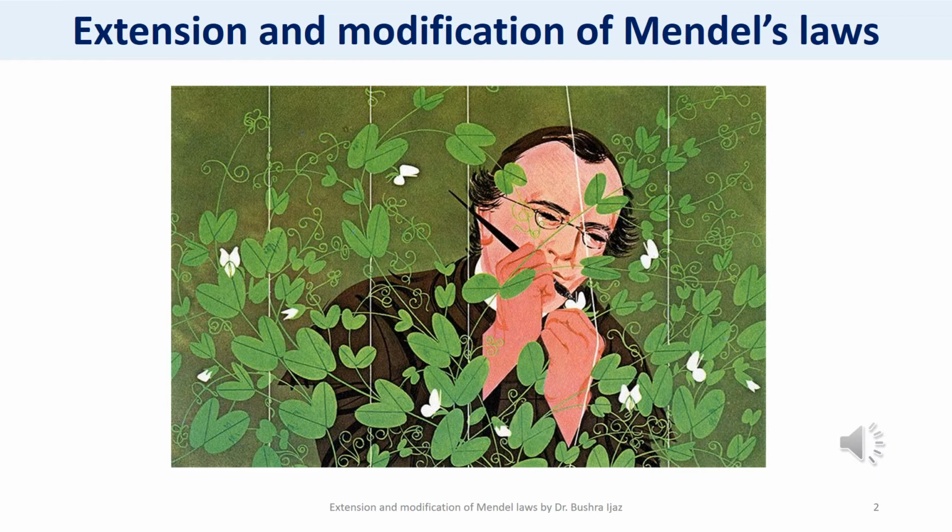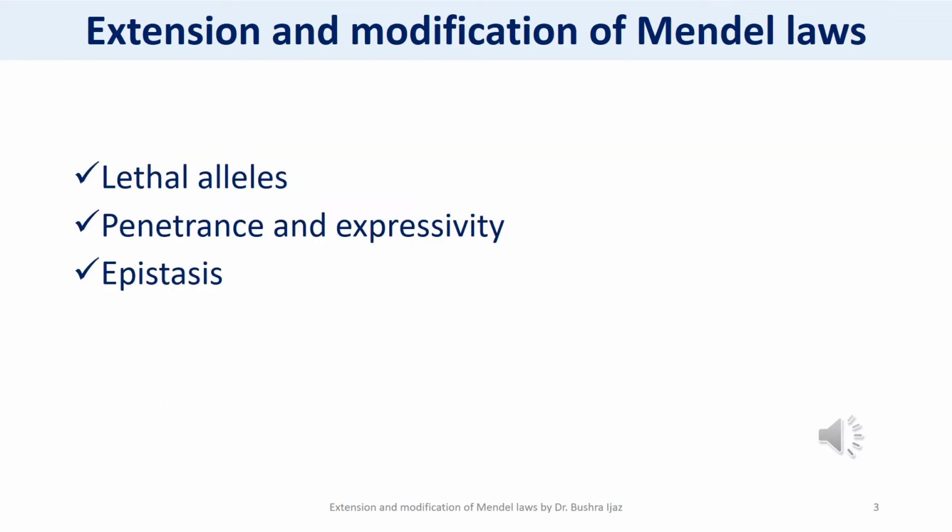So far, we have discussed the phenomenon of codominance, incomplete dominance, and multiple alleles with relevant examples. In continuation to our discussion, today we will learn about lethal alleles, penetrance and expressivity, and about gene interactions, on which we will focus specifically on epistasis and its types. So let's begin.